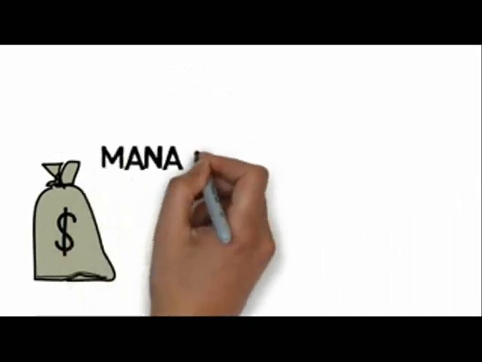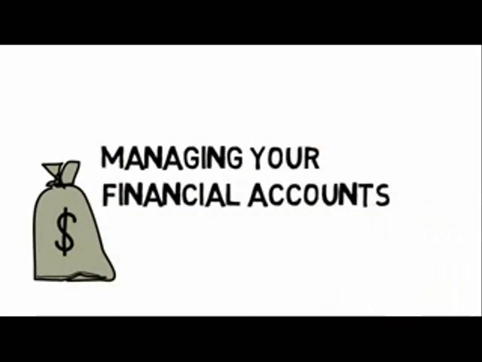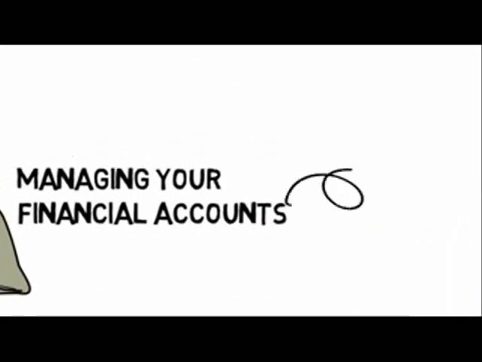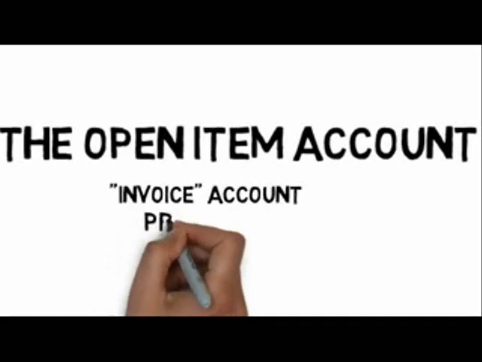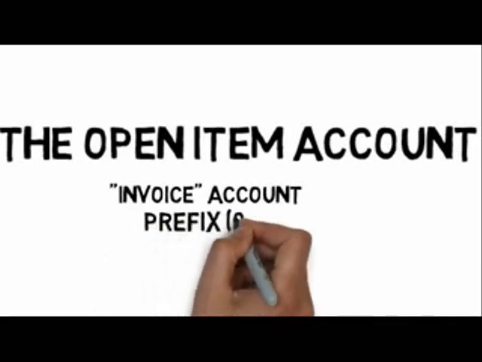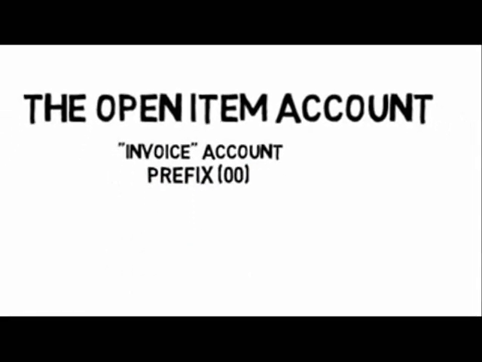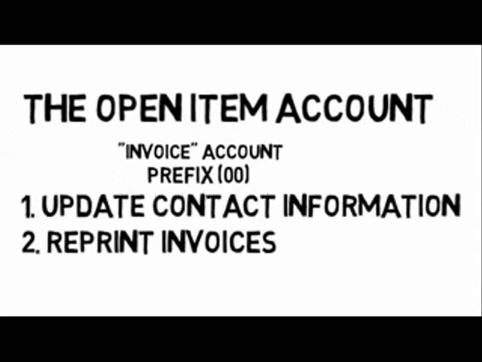Managing your financial accounts within LYRASIS. You have 2 different accounts with LYRASIS. The first is your open item account, sometimes referred to as the invoice account or the 00 account after its account prefix. Within LYRASIS, you'll have options to reprint invoices and update the contact for that statement.